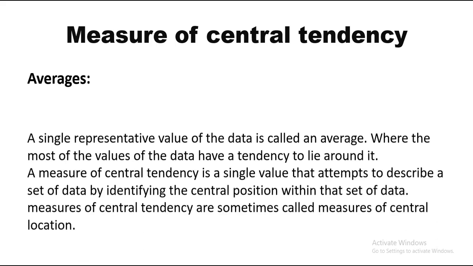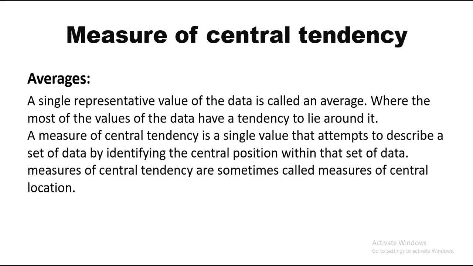So let's get started. First of all, in measures of central tendency, as I told you, we compare averages. So first of all, we need to know what averages are. An average is a single representative value of the data, and most of the values have a tendency to lie around it. That means the central position value of the data is known as average.